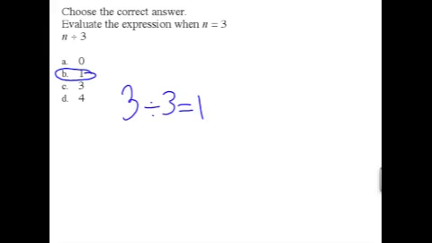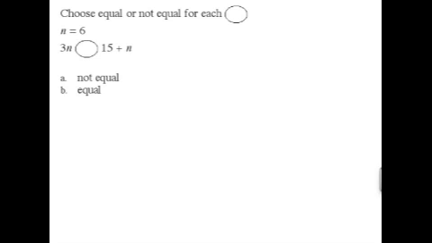And next up is Tucker, Jake, and Adam. Choose equal or not equal for each. The answer is not equal because 3 times 6 equals 18 and 15 plus 6 is 21, and 21 and 18 are not equal. Very cool.